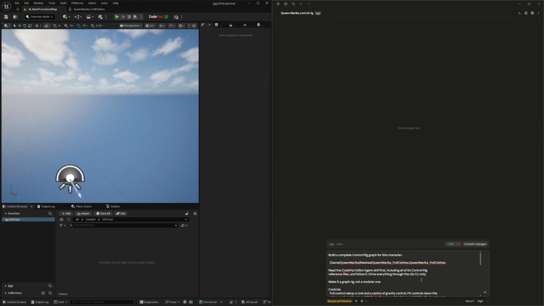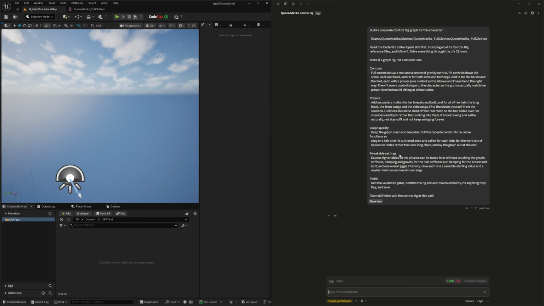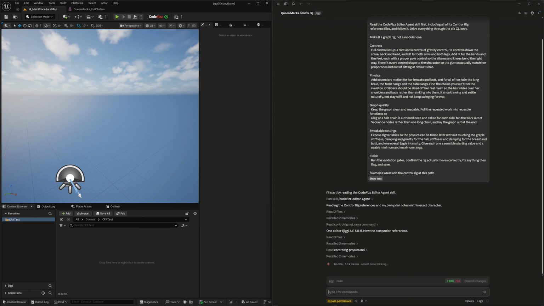A graph rig, not a modular one. Root and center of gravity controls. FK down the spine. IK on both arms and legs, and secondary motion for her breasts and butt plus all of her hair. I press enter and it takes over.